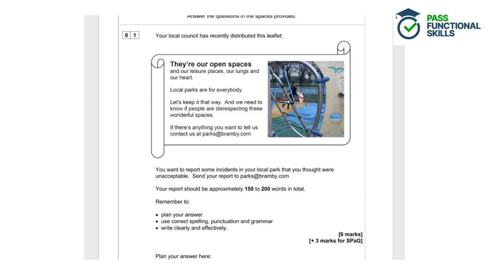So let's take a look at the question and see what it's asking us to do. The first thing we need to identify is the text type that we're being asked to write.